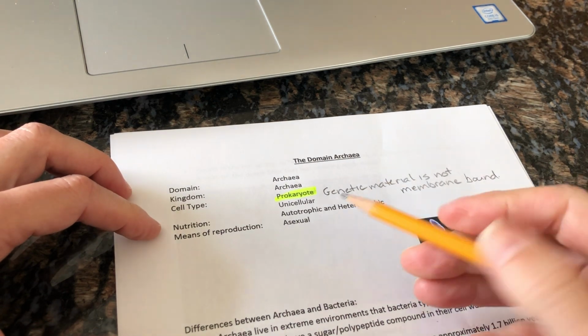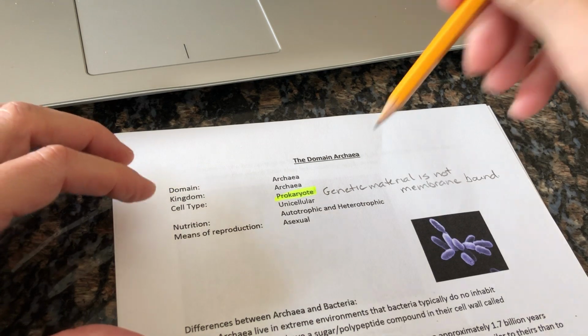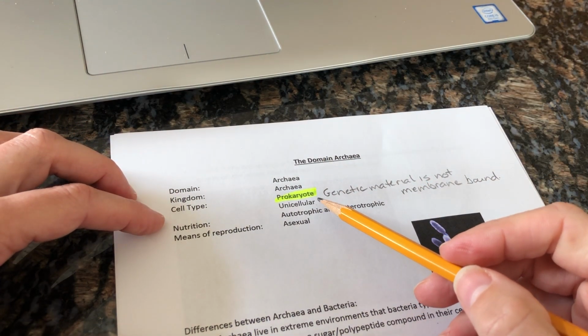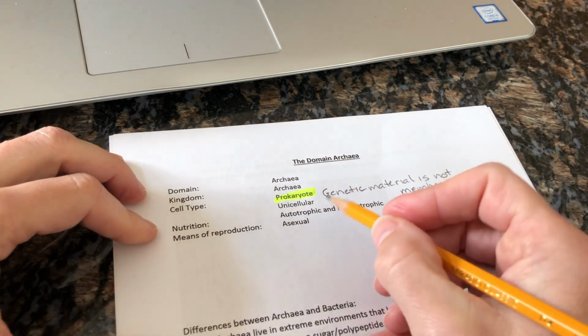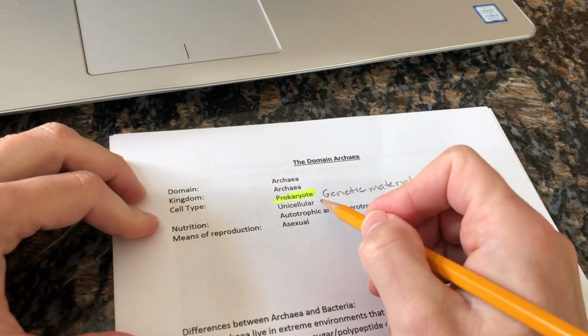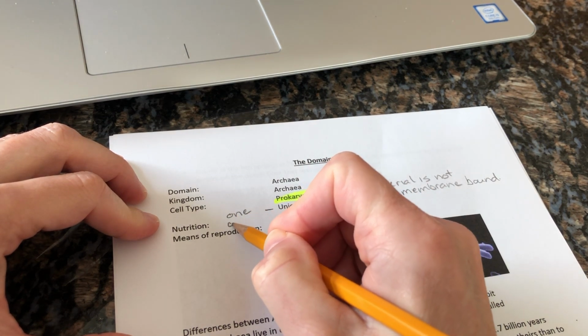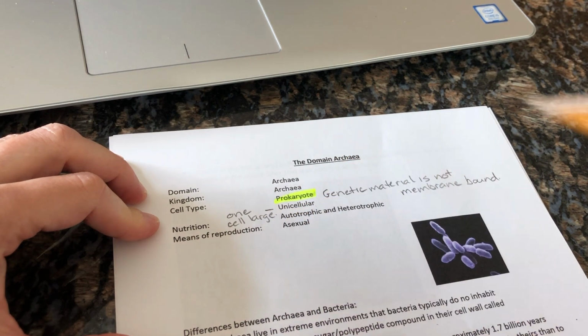All right, what's also important to note here, these are distinguishing characteristics between Archaea, bacteria and the eukaryotes, is that Archaea are unicellular. So in other words, when we get to the eukaryotes, to domain Eukarya, many of those organisms are going to be multicellular. Unicellular means these guys are one cell large.